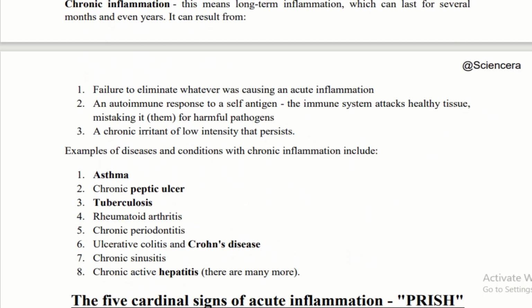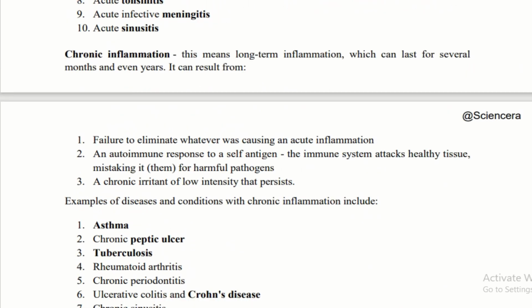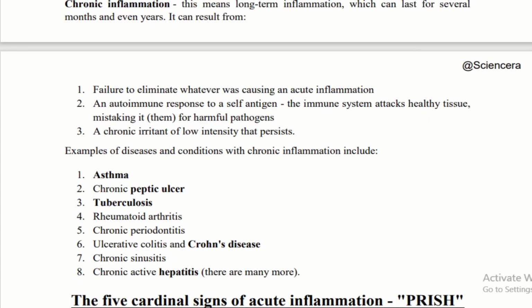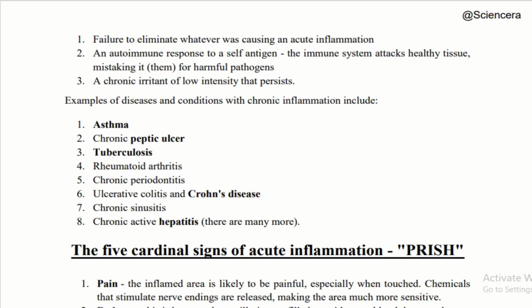Then we have chronic inflammation. This means long-term inflammation which can last for several months and even years. It can result from failure to eliminate whatever was causing an acute inflammation, an autoimmune response to a self-antigen, where the immune system attacks healthy tissue, mistaking it for a harmful pathogen, or a chronic irritant of low intensity that persists. Examples of diseases and conditions which include chronic inflammation are asthma, peptic ulcers, tuberculosis, rheumatoid arthritis, periodontitis, Crohn's disease, chronic sinusitis, and active hepatitis, and there are many more.